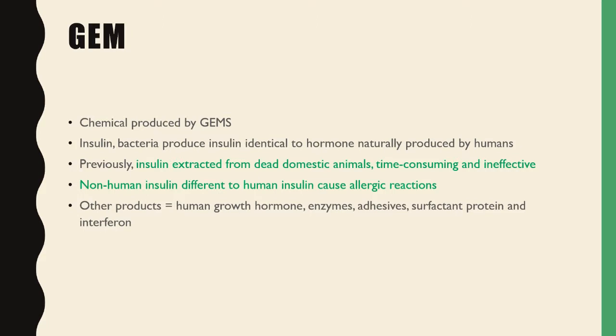Previously, insulin was extracted from dead domestic animals, but this was time-consuming and ineffective. So now we use a different way, because non-human insulin is different to human insulin, which can cause allergic reactions. Other products include the human growth hormone, enzymes, adhesives, surfactant protein, and interferon. So we're going to go through how we actually make these GMOs now and how it actually works.